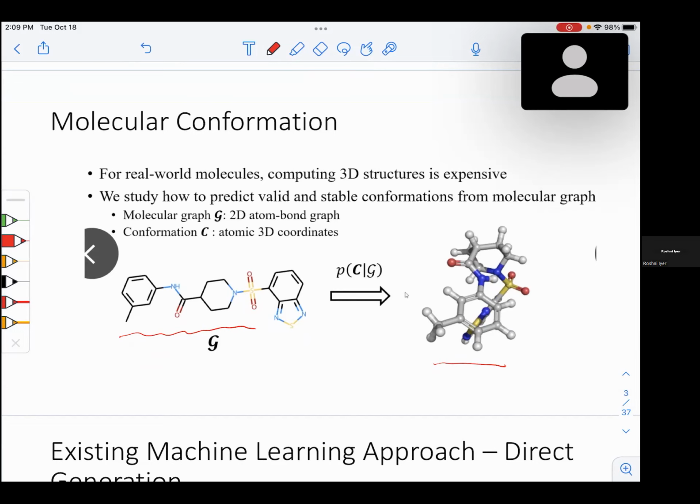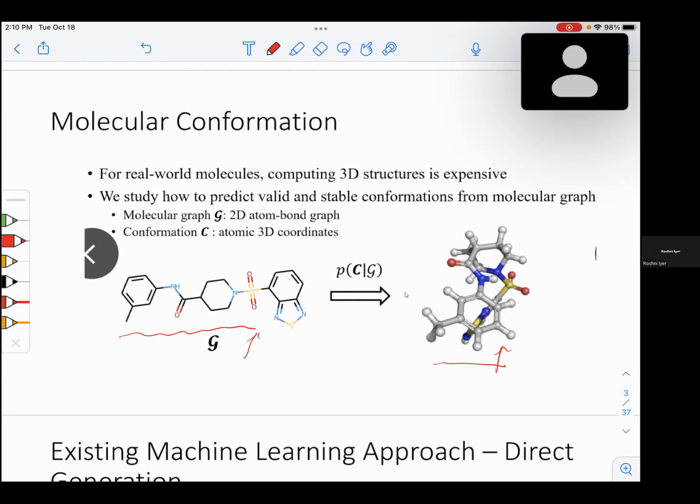Yeah, that's a very good question. Given such a molecular graph, here I show an example of what the generated molecular conformation would be. However, it's not a fixed one. If you imagine that you translate it in a direction or rotate it, it still describes all the properties contained in this 2D molecular graph.